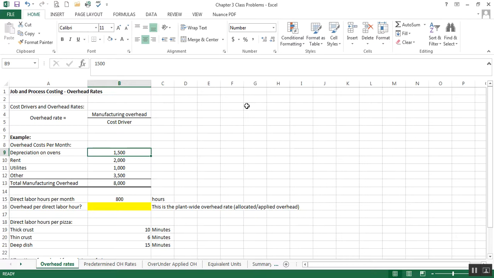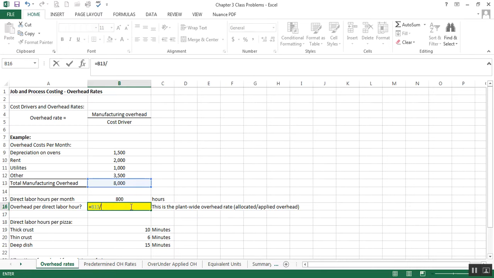So this month we have various overhead costs that are made up of depreciation, rent, utilities, and other overhead costs. This makes up our total manufacturing overhead of 8,000 hours. This company has determined that they're going to use labor hours as their allocation base or cost driver. How do we calculate the overhead rate per direct labor hour? Well, we're going to simply take the total overhead costs divided by the hours for that month, giving us a rate of $10 per direct labor hour. This is the plant-wide overhead allocation rate.